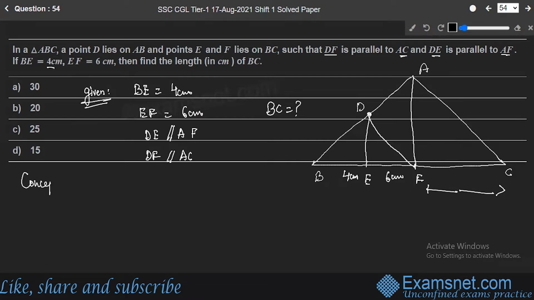What concept we'll be using in this question is BPT, that is the basic proportionality theorem. What is BPT, or the basic proportionality theorem? This is a very important theorem. You must have started this in class 10 of your course.